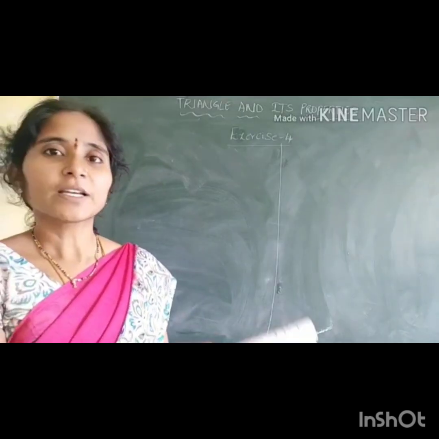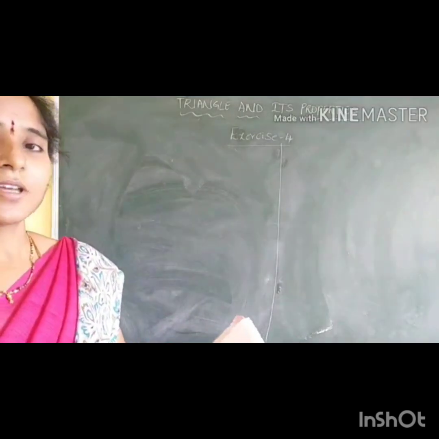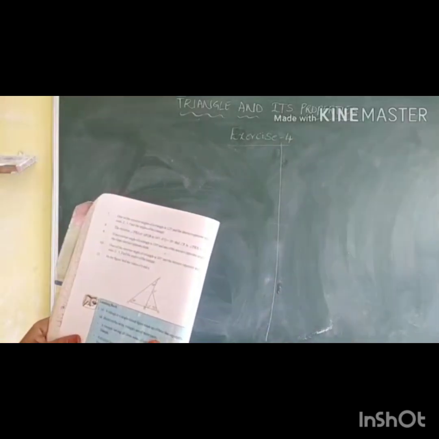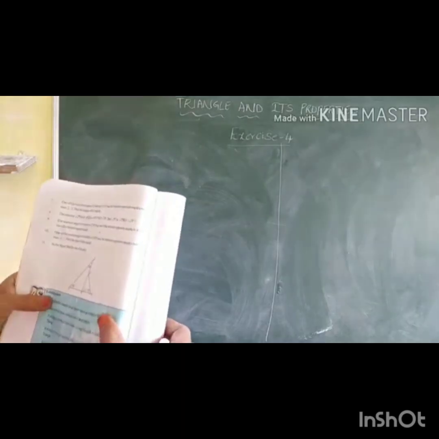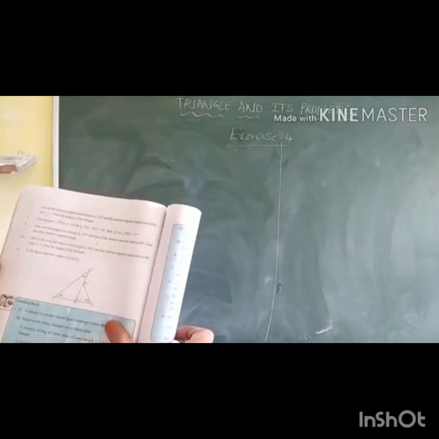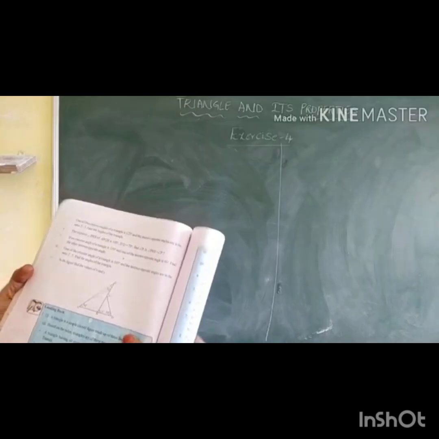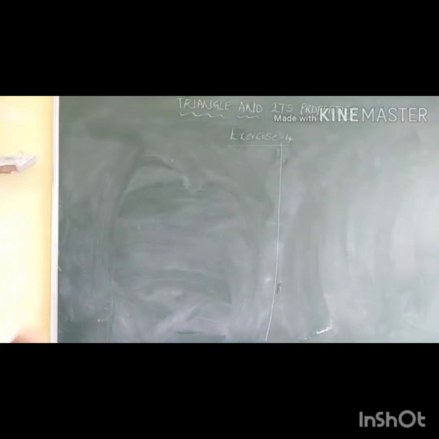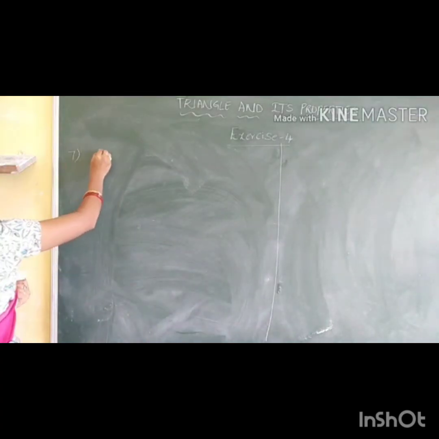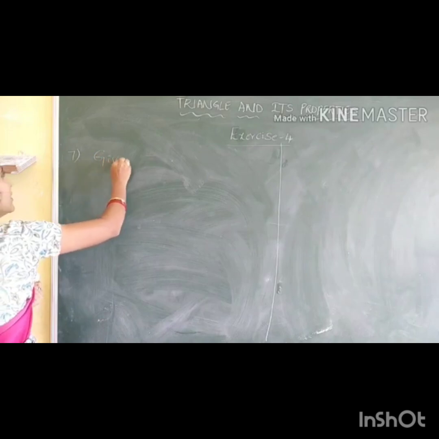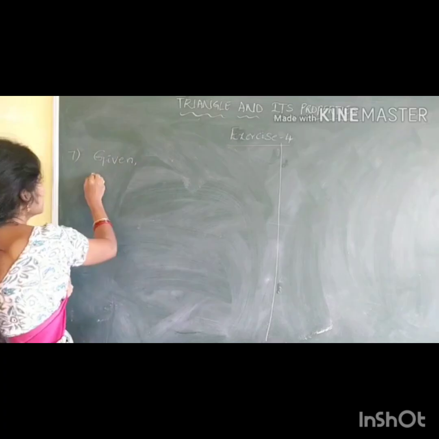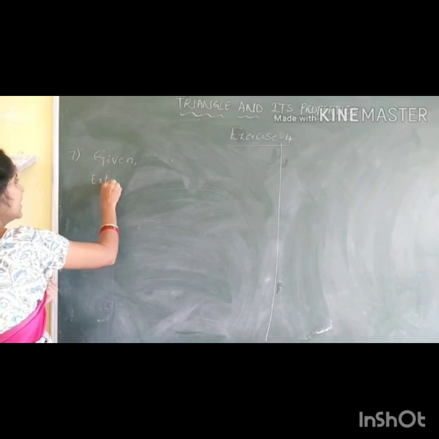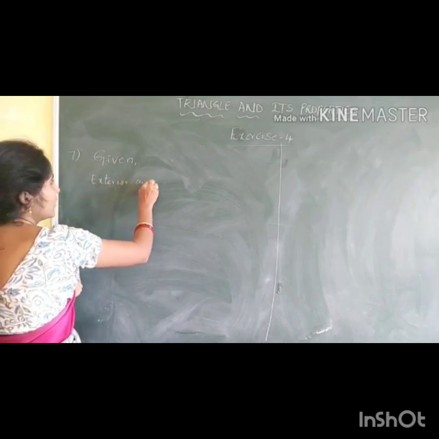Okay children, coming to the seventh question, some working problems. One of the exterior angles of a triangle is 125 degrees and the interior opposite angles are in the ratio 2:3. Find the angles of the triangle. Here, in the seventh question, we should write the working also properly. First we should write the given information: the exterior angle of a triangle.